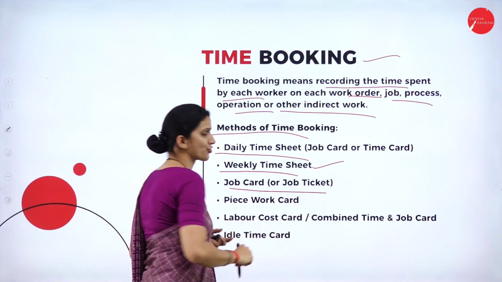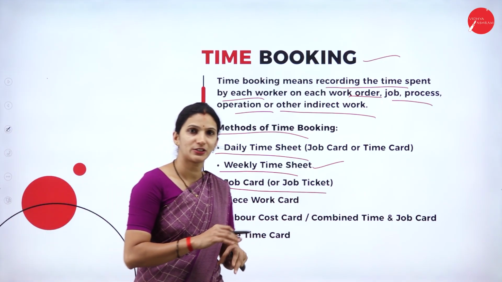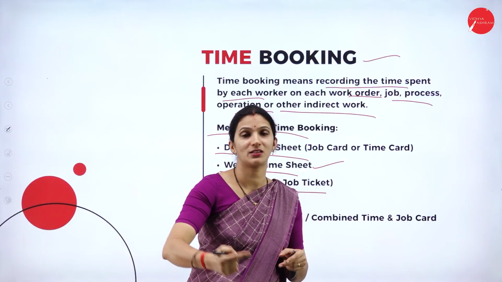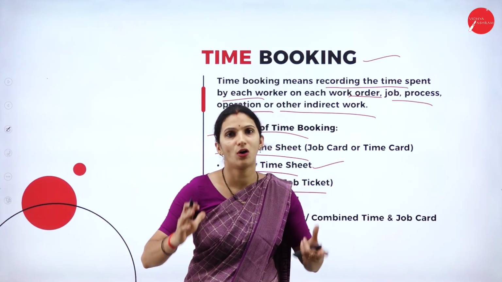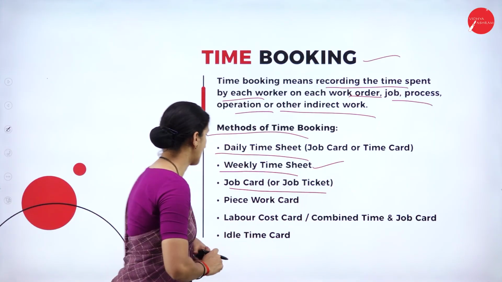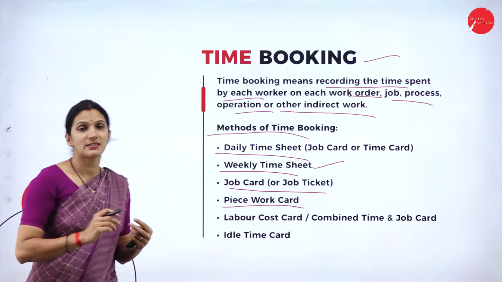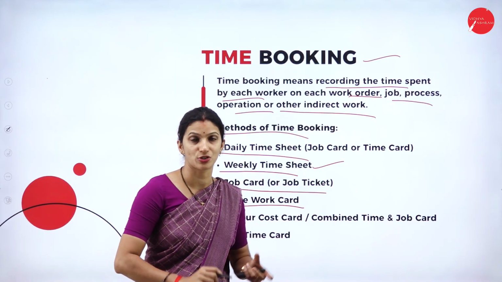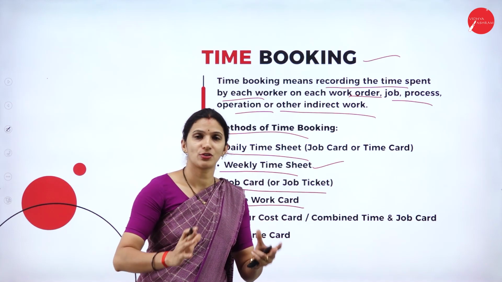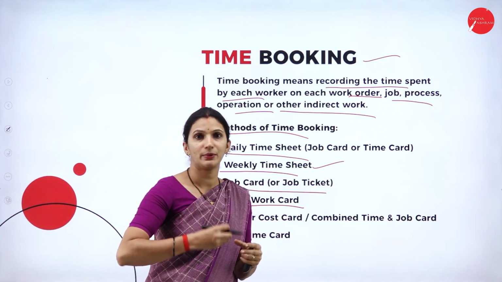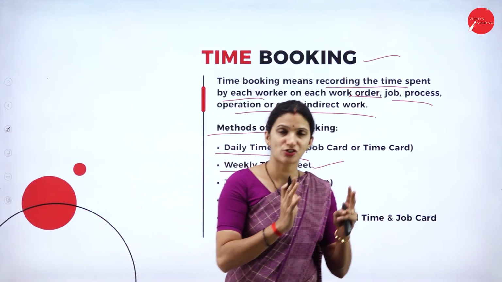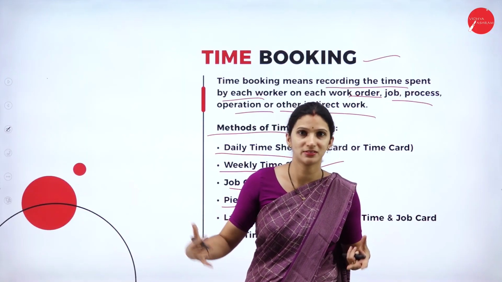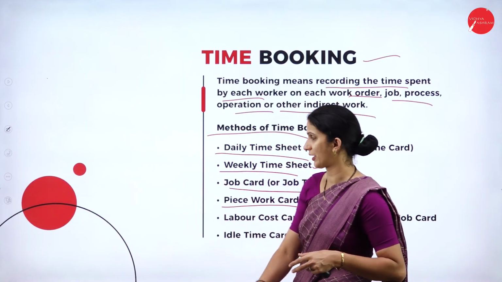And the job card or job ticket. If workers are allotted to different jobs, for each job they get one card, and they fill in the time they started that work and the time they finished it. Then it is the piece work card. Sometimes wage payment is based on the piece, that is, the number of units produced. For each unit produced they are given a card, where they mention the details: for the production of 1 unit of product this is the time taken, and for 10 units this is the time taken. So based on the number of units produced they record the time.